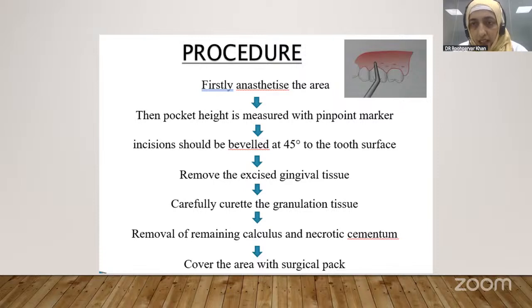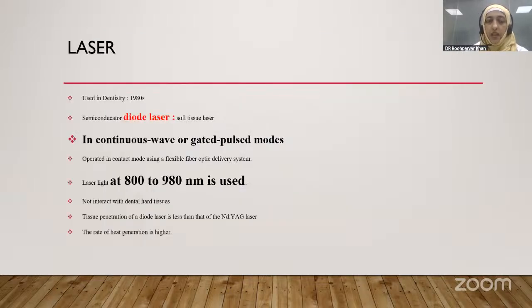If the patient is uneducated, if he cannot understand the language, please avoid giving surgical pack. If we give surgical pack to an uneducated patient, there will be more accumulation of plaque and debris in the area, which will further lead to inflammation. So in a cooperative patient, please go ahead with the surgical pack. Where the patient does not have a sense of understanding, please avoid surgical pack. That was about the conventional gingivectomy.